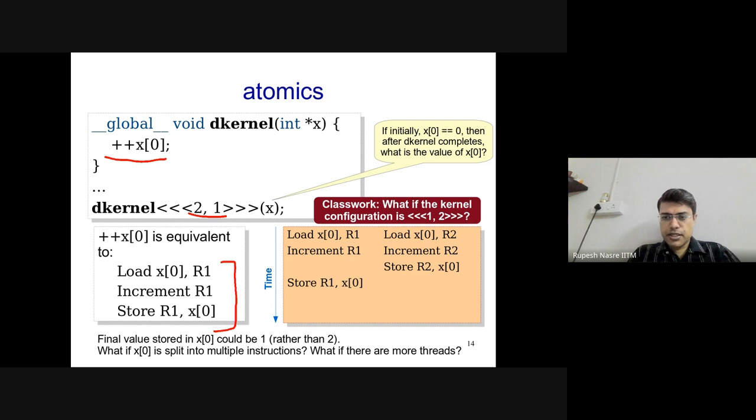Abhishek says there is a race. Chinmay says one warp, so X will be 1 because of lock step. Sayan says it can be 2, 3 or 4. Abhishek says updates are to global memory. Yes, you can think that this is a cudaMalloc global memory.